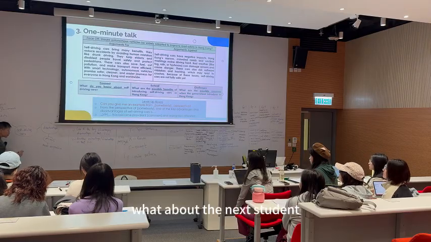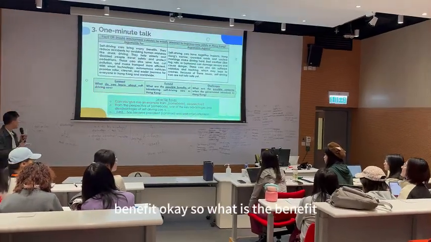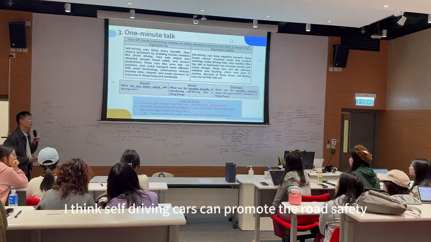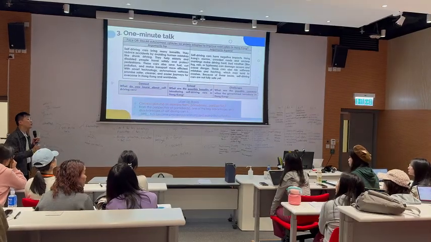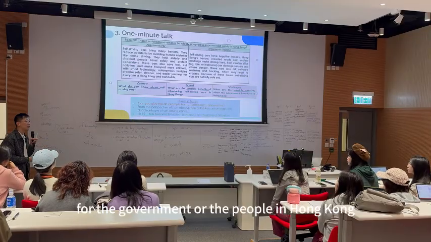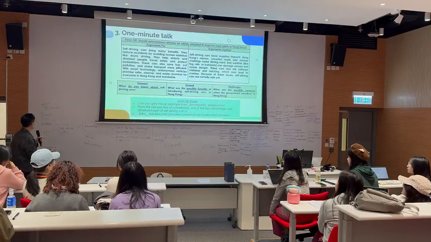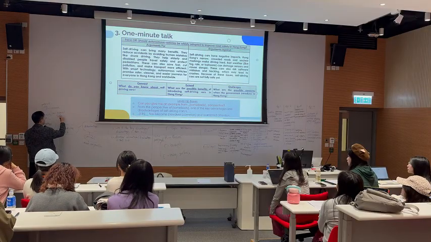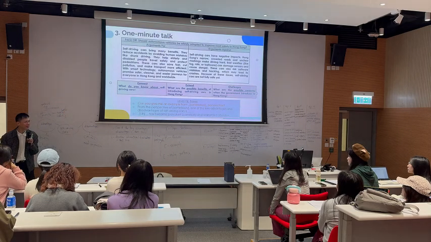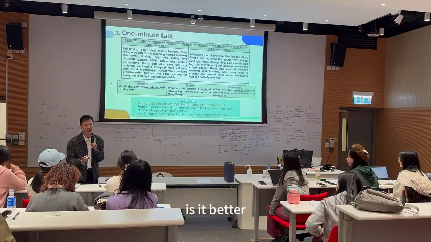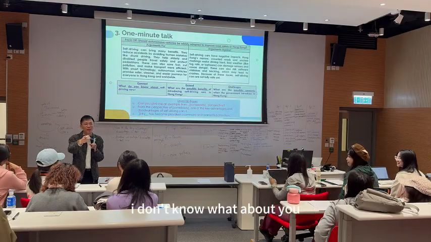What about the next student? Benefits. Okay, so what is the benefit? I think self-driving cars can promote road safety. Promotes road safety. So who is it good for? The government or the people in Hong Kong? For the people in Hong Kong. Okay, so better road safety. Do you agree? Oh, some disagree. Is it better? I don't know.